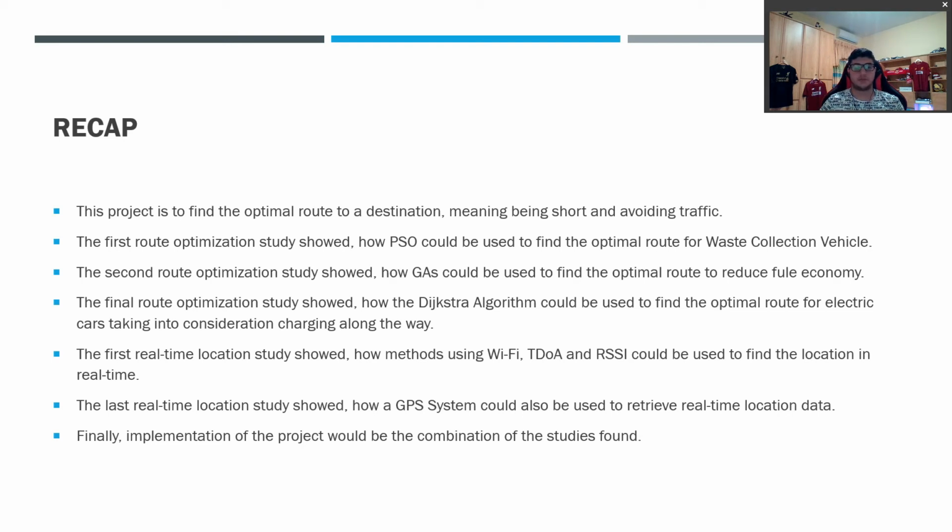The first real-time location study showed how methods using Wi-Fi, which are TDOA and RSSI, could be used to find the location in real time. The last real-time location study showed how a GPS system could be used to retrieve real-time location data. And the implementation of the project, as I said earlier, would be of the combination of the studies found.